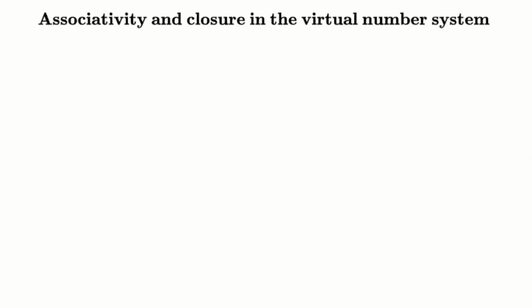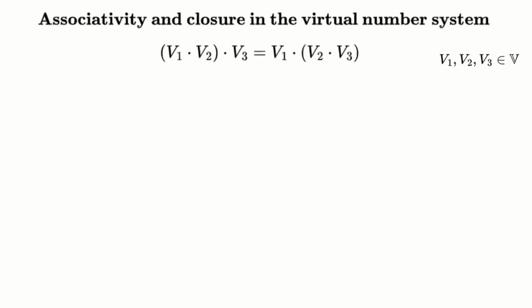Alright, first up, associativity. What does it mean for multiplication to be associative? It means that no matter how you group three numbers when multiplying them, the result will always be the same. For example, if you have three virtual numbers, let's call them v1, v2, and v3, the following equation should hold true: the product of v1 and v2 multiplied by v3 equals v1 multiplied by the product of v2 and v3.